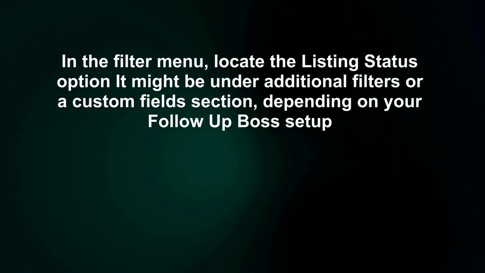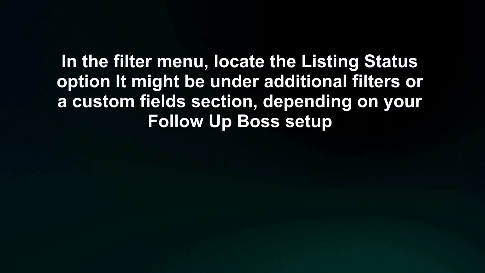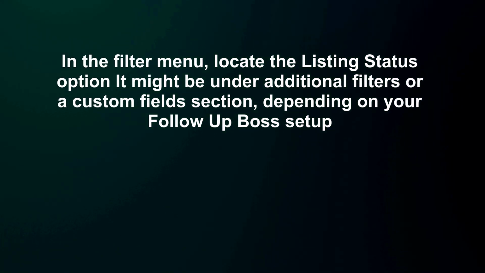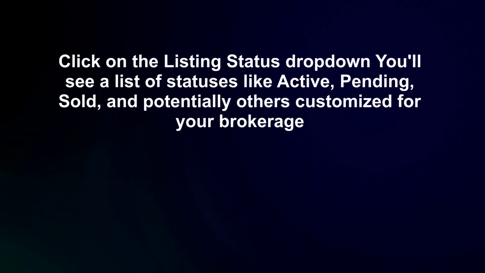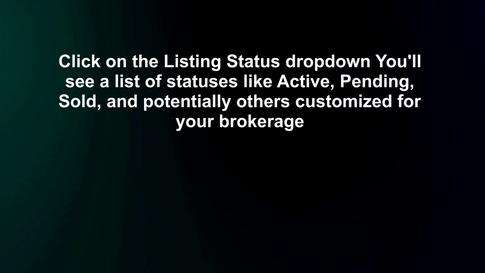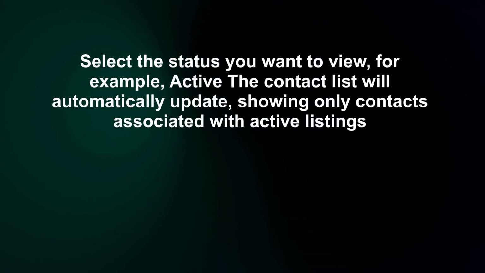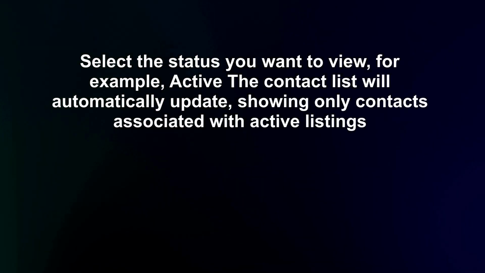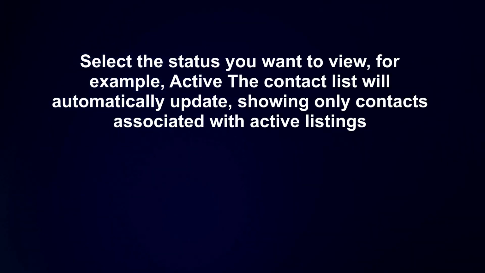In the Filter menu, locate the Listing Status option. It might be under Additional Filters or a Custom Fields section, depending on your Follow Up Boss setup. Click on the Listing Status drop-down. You'll see a list of statuses like active, pending, sold, and potentially others customized for your brokerage. Select the status you want to view. For example, active. The contact list will automatically update, showing only contacts associated with active listings.